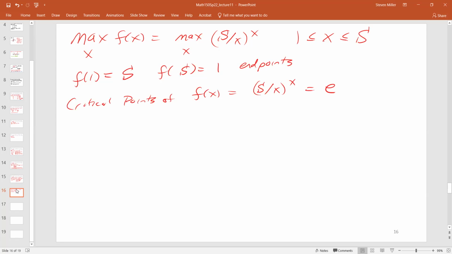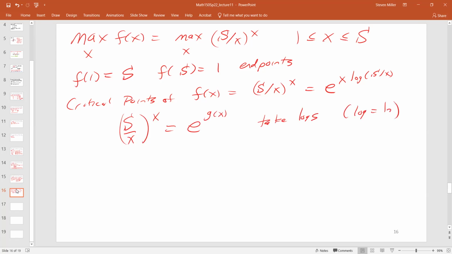I can write that as e to the x times the natural log of s over x. And if you're not sure, let's say we want to write (s/x)^x as e to the g of x. Take logs. Again, in college, log is the natural log. So if we take the natural log of both sides, we get the natural log of (s/x)^x equals the log of e to the g of x.